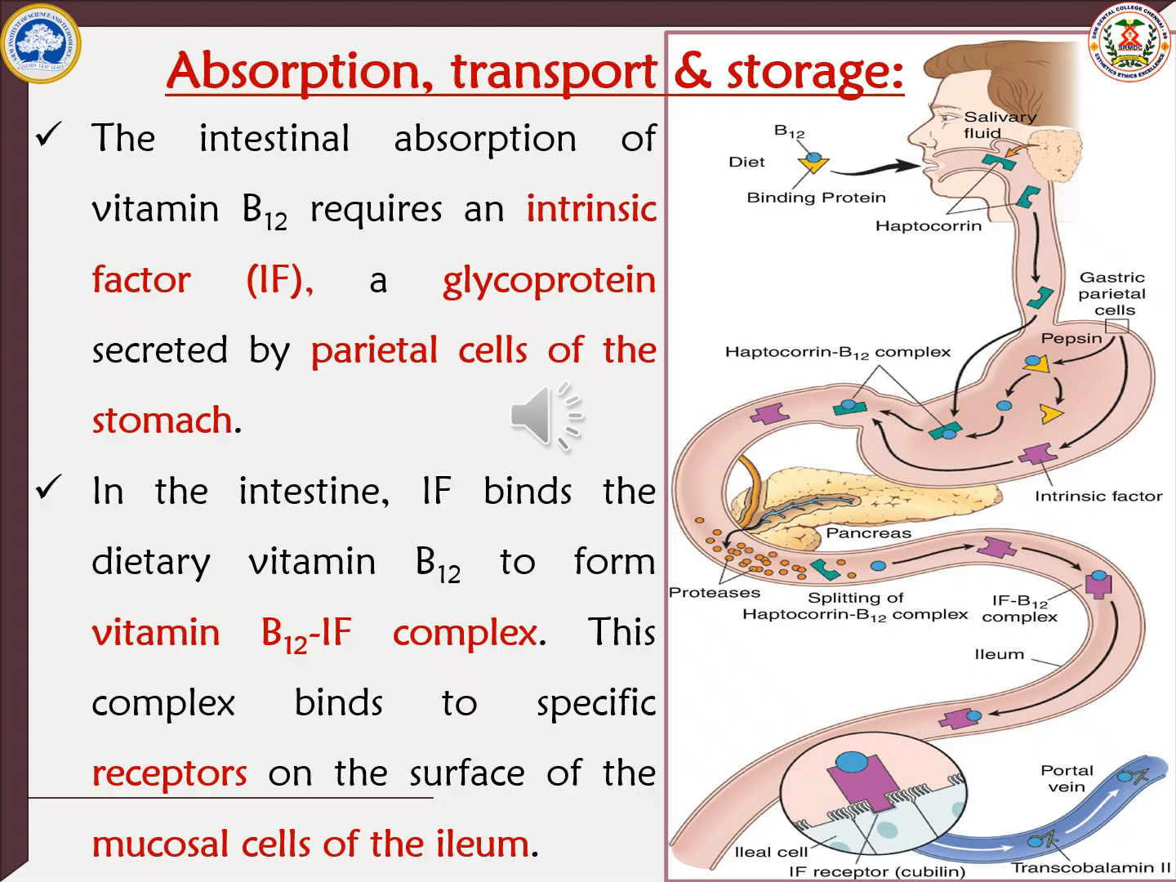This slide shows you the absorption, transport, and storage of vitamin B12, or cobalamin. First of all, the picture shows the digestion, absorption, and storage of vitamin B12. Vitamin B12 will always be in the bound form. It is not available in free form. So B12 is first bound to a binding protein, and the salivary gland secretes salivary fluid along with haptocorrin.